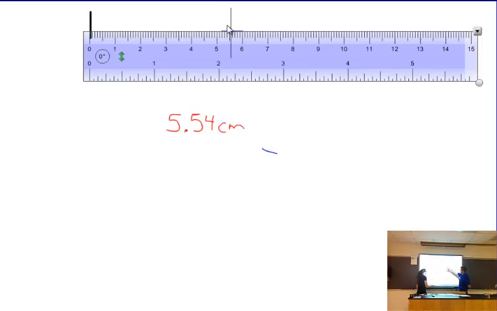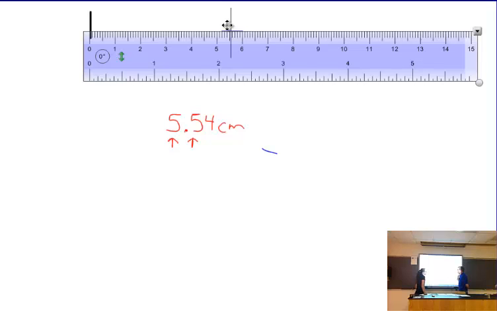Okay. So when we're looking at this measurement, do we know every single digit for sure? Well, I know this one for sure. You know that one for sure. You know that one for sure. I guess you might have said 5.53, but I guess it's better than what I said at first, about 5.5.